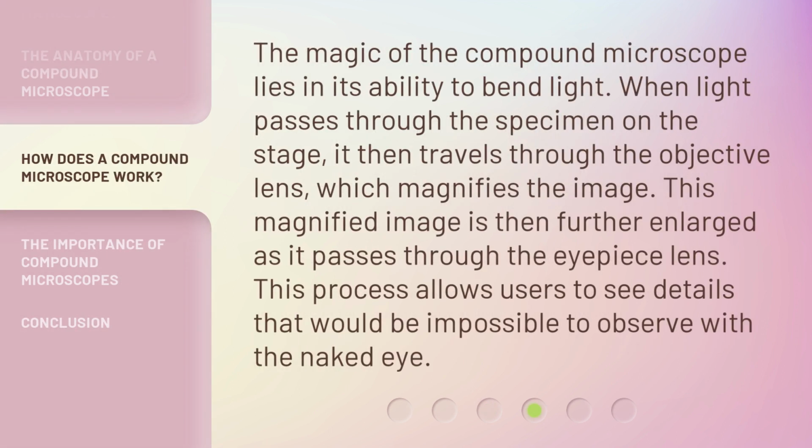The magic of the compound microscope lies in its ability to bend light. When light passes through the specimen on the stage, it then travels through the objective lens, which magnifies the image. This magnified image is then further enlarged as it passes through the eyepiece lens. This process allows users to see details that would be impossible to observe with the naked eye.